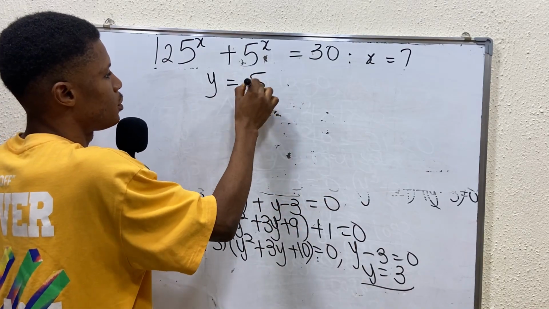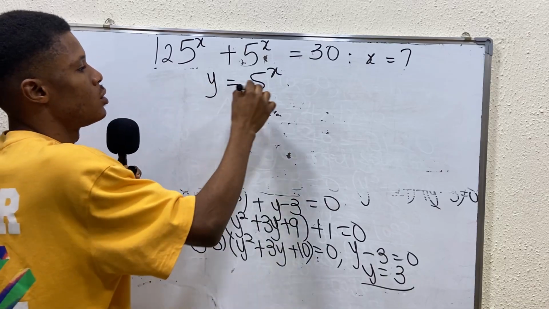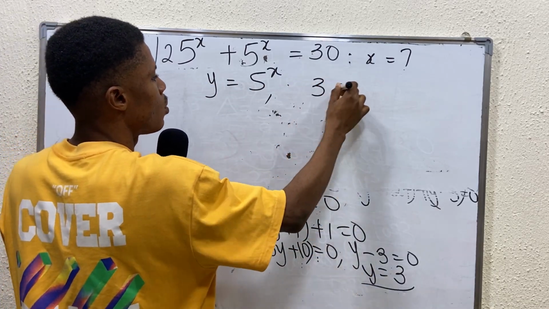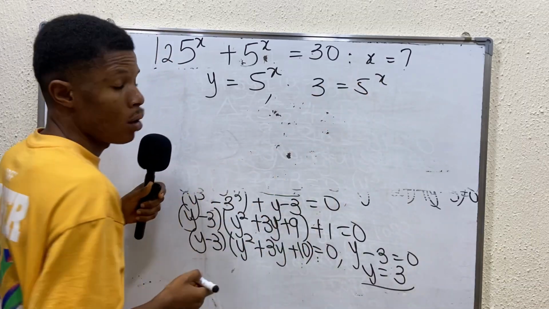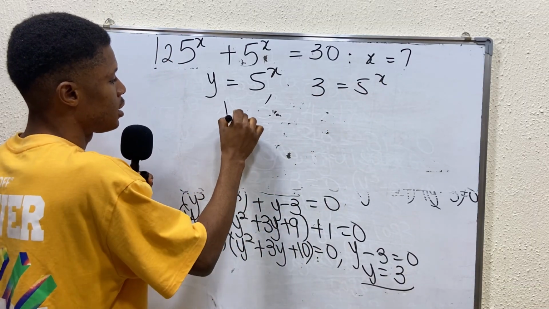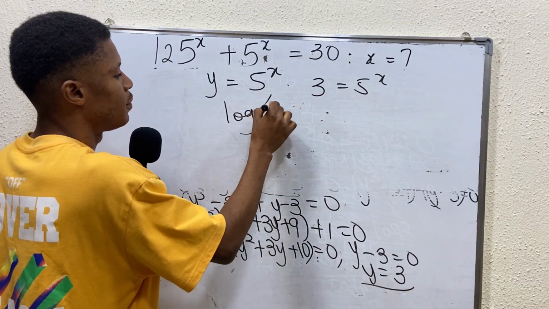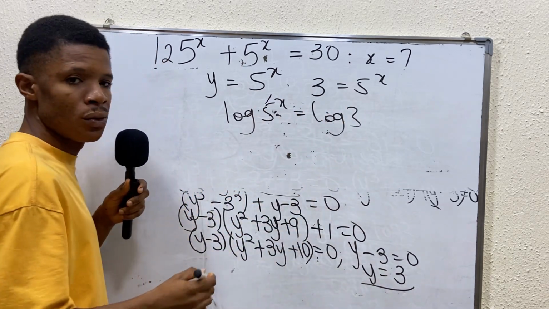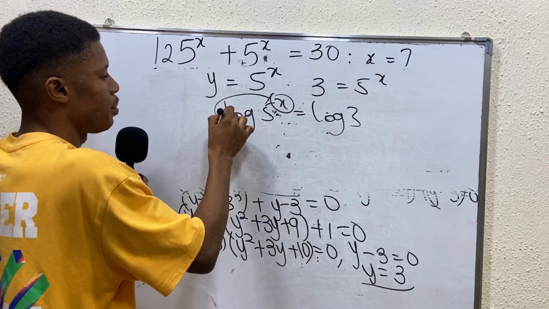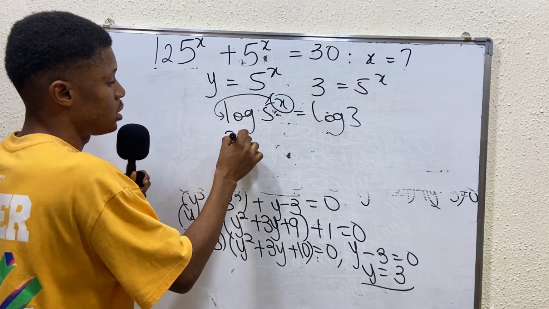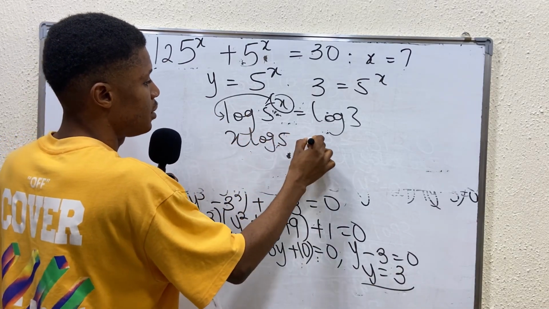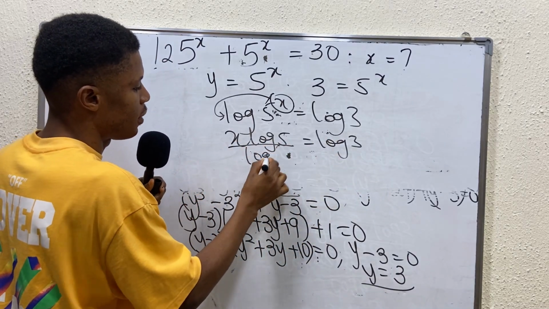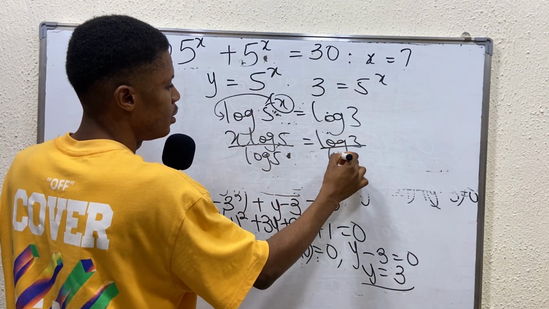So we say y equals 5 to the power of x, right? So since we've gotten our y to be 3, that means 3 is equal to 5 power x. Okay? So in that case, we take the log of both sides. Log of 5 power x is equal to log of 3. So if you do this, you allow the power to multiply the log, which is x log 5 is equal to log 3. Divide by log 5, divide by log 5.